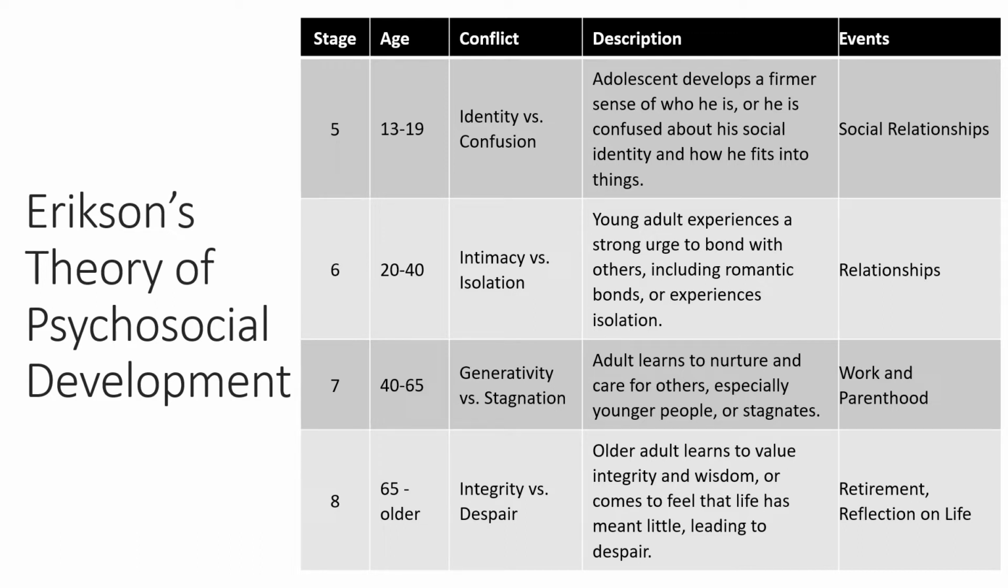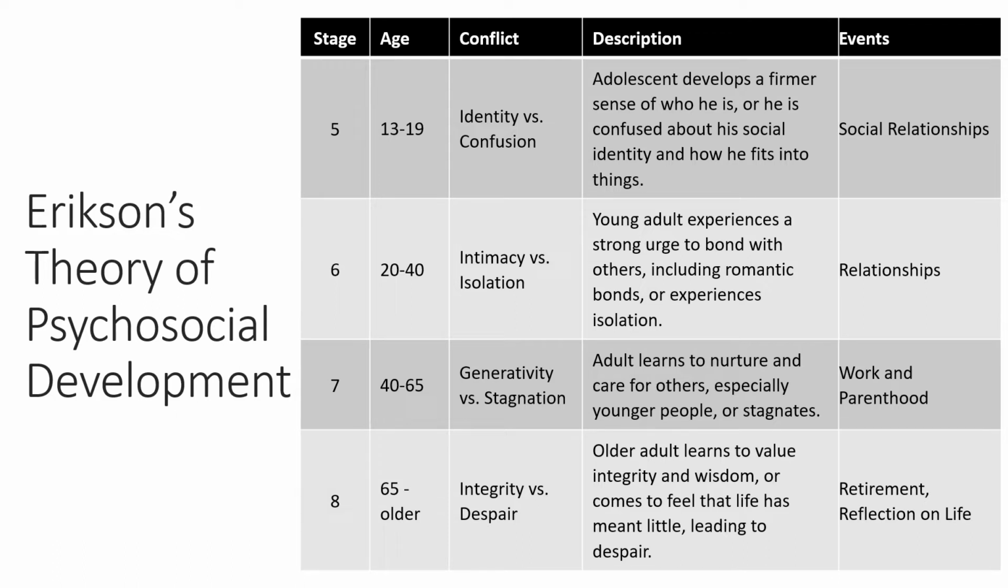Stage 6 occurs between the ages of 20 to 40. It's called intimacy versus isolation. This is when the young adult experiences a strong urge to bond with others, including romantic bonds. So they'll either solve that successfully, perhaps they'll go through a series of relationships and then settle down with a life partner, either in marriage or outside of it. Or they might not be able to do that. Maybe some of the earlier crises weren't resolved and they're not able to find a mate and they experience isolation.